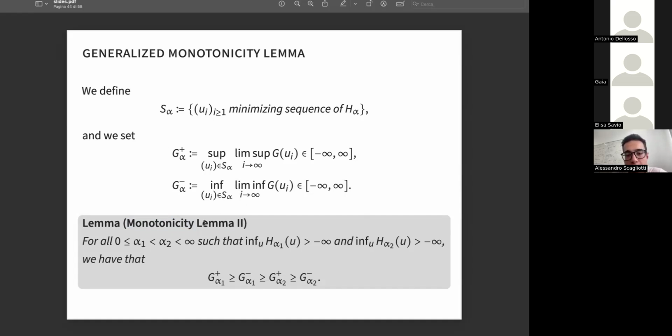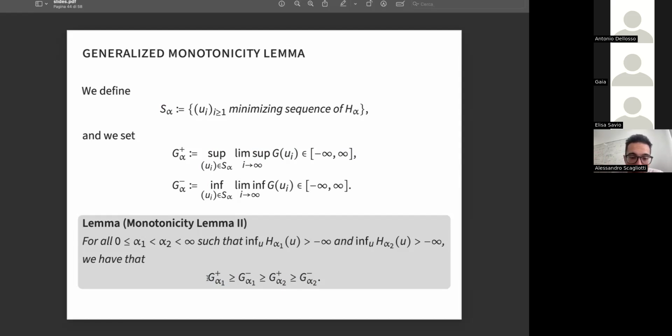Essentially, in a nutshell, how do we define the objects involved? So S alpha is the family of all the minimizing sequences for the functional H alpha, and we define G plus as the supremum of the lim sup of G computed on the minimizing sequence, and G minus as the infimum of the lim inf of G computed on any minimizing sequence. Similarly, with an argument that is exactly the same as the monotonicity lemma 1, it's possible to prove this chain of inequalities.